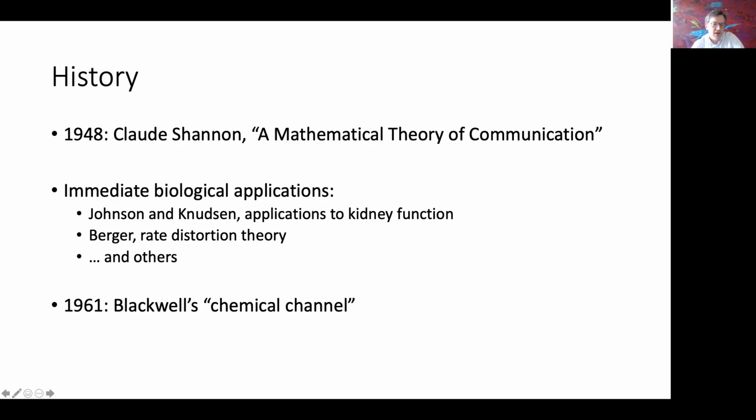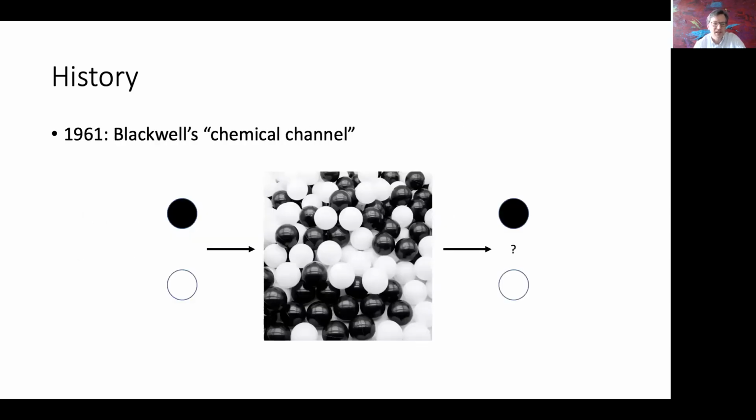There's also a neat model that was introduced in the 60s. It was called Blackball's chemical channel. It wasn't really introduced as a way of thinking about chemistry, but others came along and realized that in fact it does seem to have a little bit to do with chemical communication. Because it's kind of a neat example, I want to go into it a little bit.